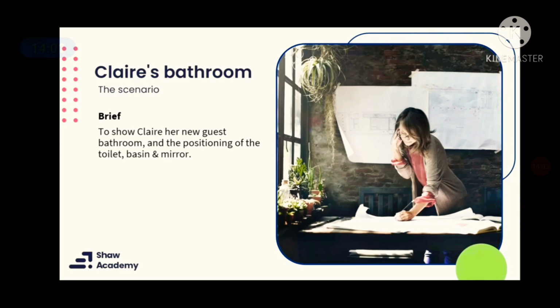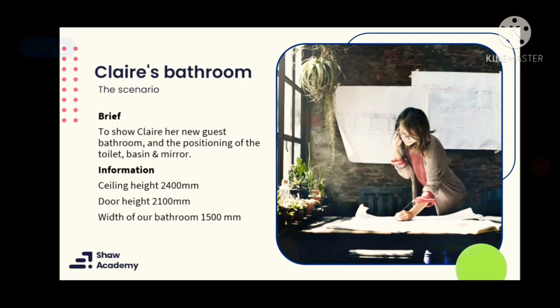Our brief is to show Claire her new guest bathroom and the position of the toilet, basin, and mirror. Let's look at the information Claire has given us. Our ceiling height is 2,400 millimeters or 2.4 meters. We've got a door height of 2,100 millimeters or 2.1 meters. And we've got the width of our bathroom at 1.5 meters. This width you probably could pull from your floor plan that we drew up in lesson 2. Otherwise, you can use these dimensions provided.